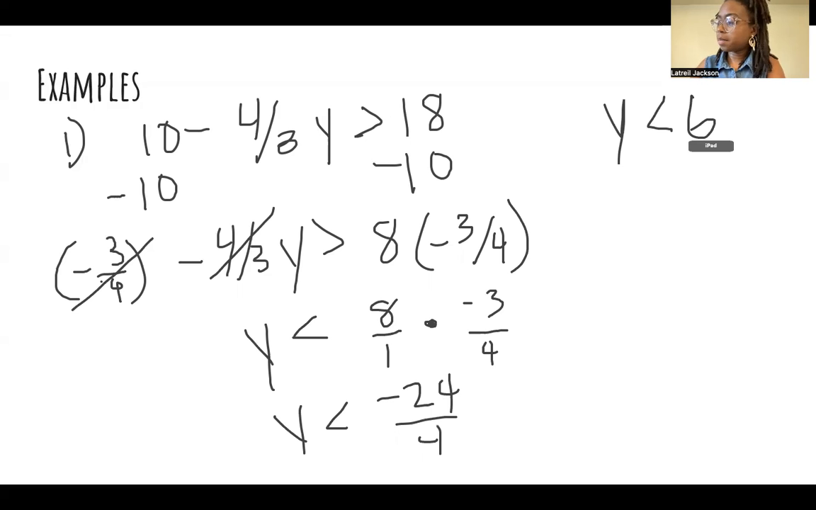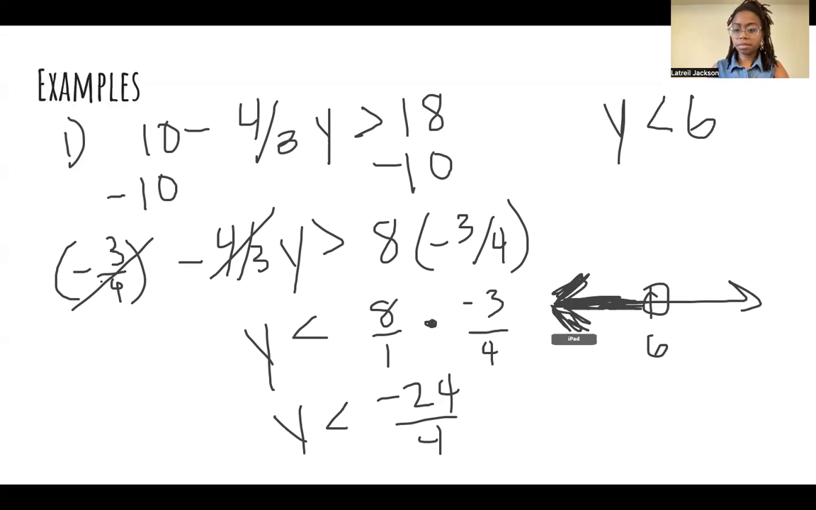All right. y is less than 6. Plot 6. Open or closed dot? This would be an open dot. And our arrow is going to be pointing towards the left since y is less than 6. So everything less than 6 is what we want. All right. 5, 2, 0 are some of those solutions.